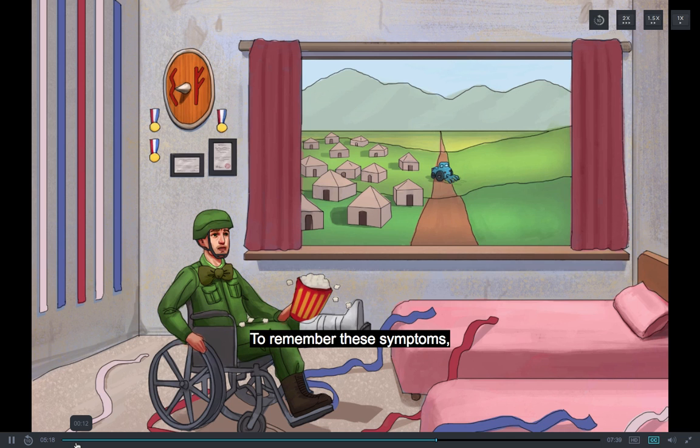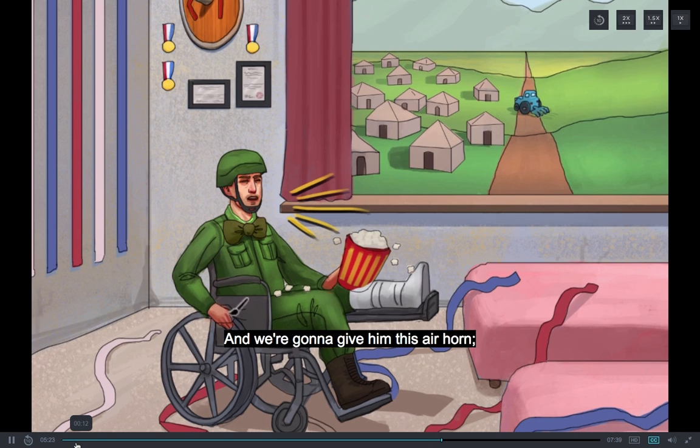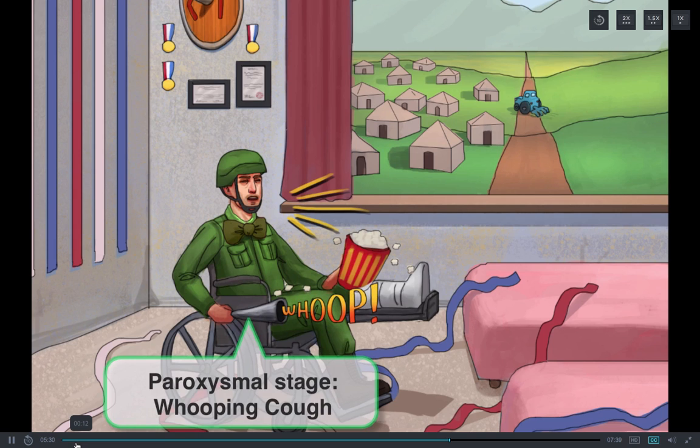To remember these symptoms, we're going to make our vet here coughing vigorously, and we're going to give him this air horn, one which he might use to call for the nurse. When he squeezes the horn, it makes this loud whoop, or whooping cough.